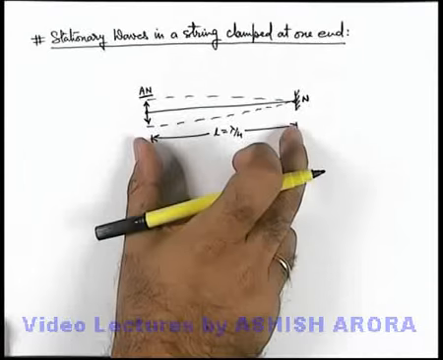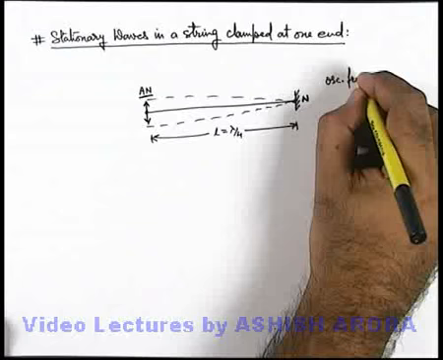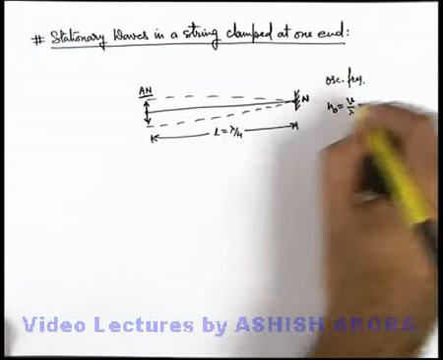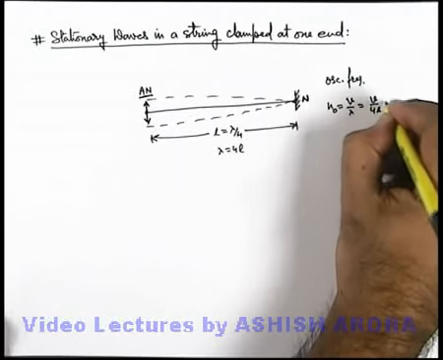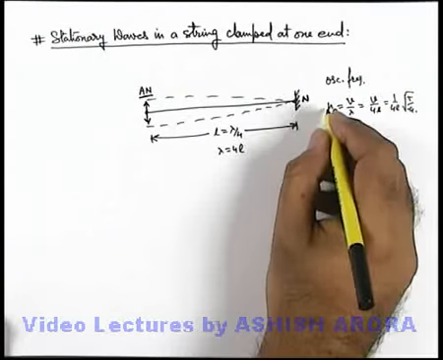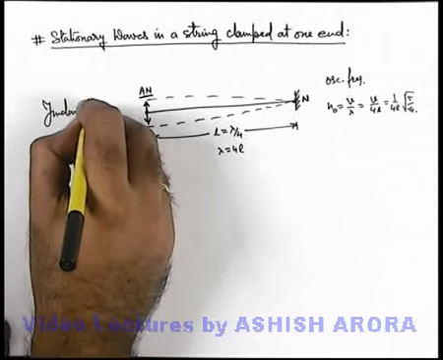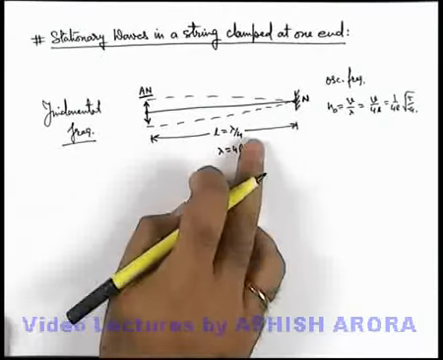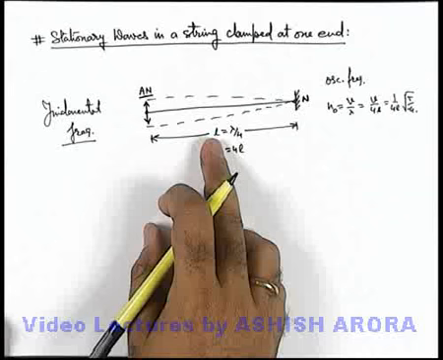If the length of the string is lambda by 4, we can find the oscillation frequency of the string as n naught is V by lambda, where lambda will be 4L. So it is V by 4L, which is 1 by 4L root of T by mu. This is the frequency we can call the fundamental frequency, or the minimum frequency at which the stationary wave can be obtained in such a manner.